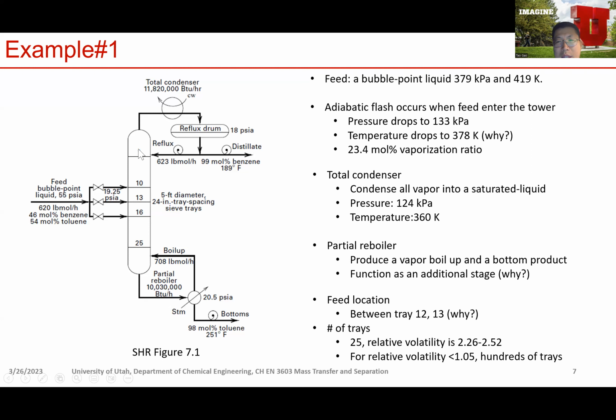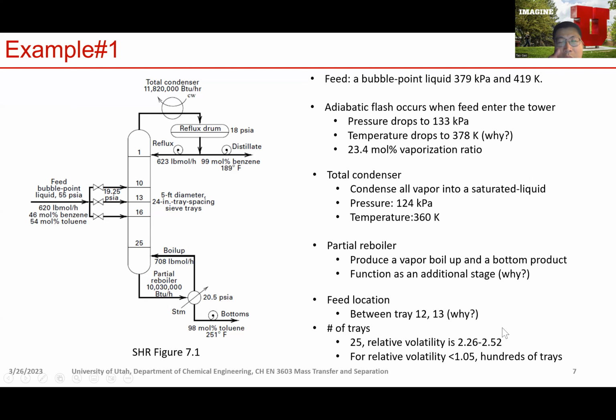Secondly, the composition will be different, right? So we know the P value for a real system is a function of pressure, temperature, as well as composition. So that's why you have different P values, therefore different relative volatilities, right?